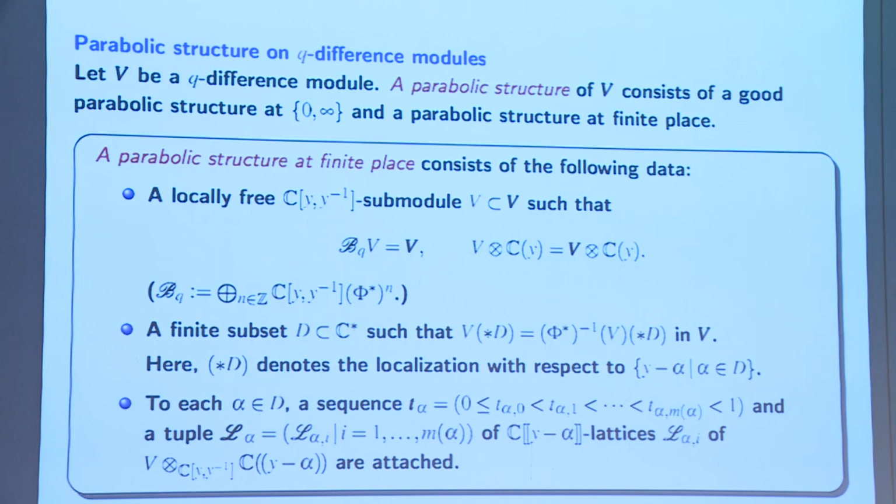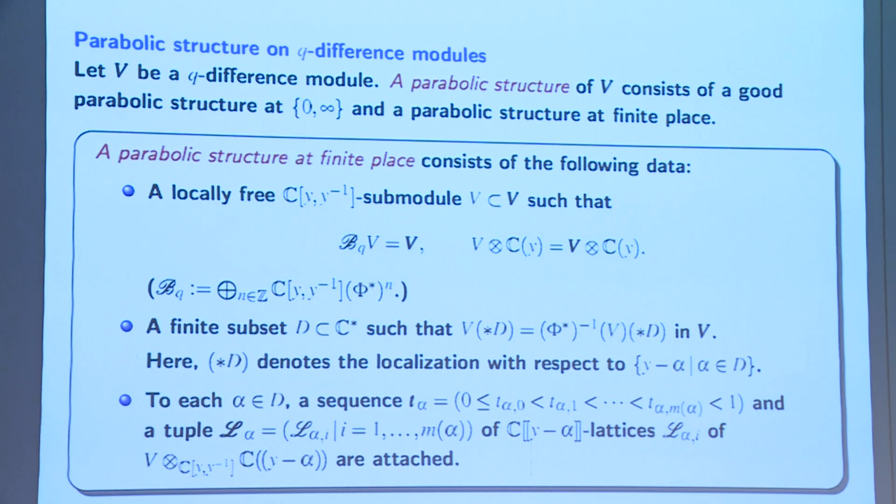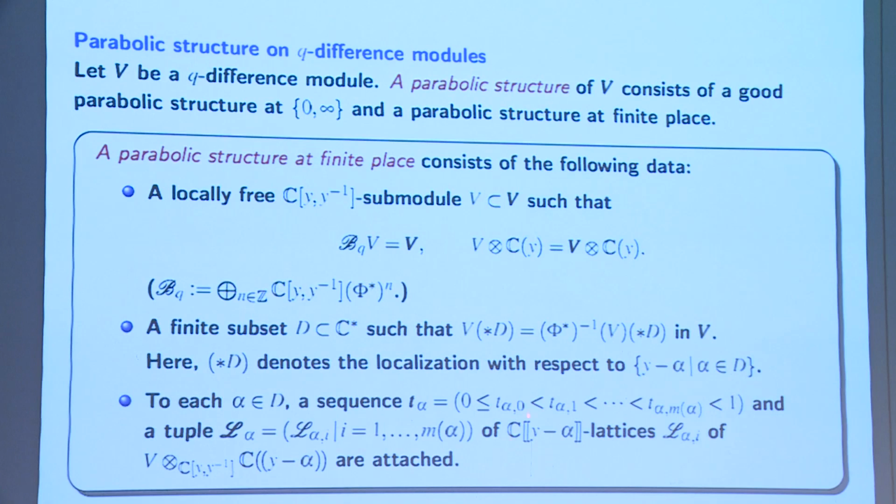In this case, parabolic structure consists of parabolic structure at a finite place and parabolic structure at 0 and infinity. Parabolic structure at a finite place is given in a similar way to the parabolic structure of difference modules on T. I mean, we take a finite subset D, we take a locally free sheaf V, we take an isomorphism outside of D, and we take a sequence of real numbers between 0 and 1, and a sequence of lattices, which gives a sequence of Hecke transformations. So this is given in the same way as in the case of difference modules on elliptic curves. But we also need to consider good parabolic structure at 0 and infinity. So let me explain.